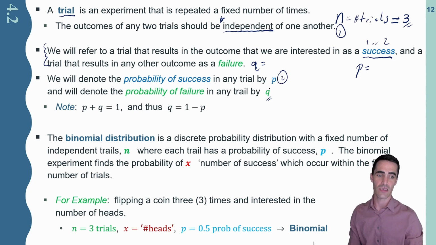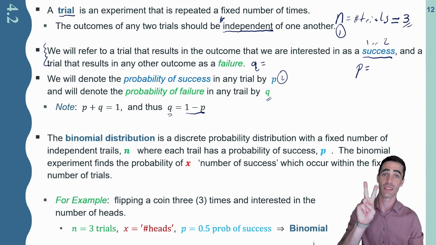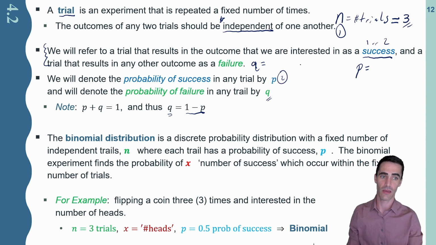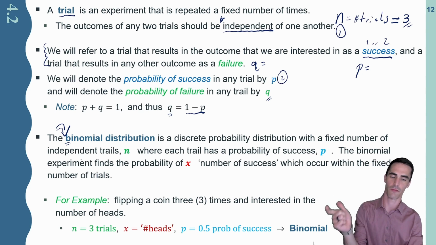One of the friendly things is that these are complements of each other, the success and failure. So the formula, if you want to find the probability of failure, Q, is just 1 minus P. Once I have those 2 ingredients, N, my number of trials, and P, my probability of success, well, then we have it. We're going to get a binomial distribution. Again, binomial because there are 2 outcomes, success or failure.